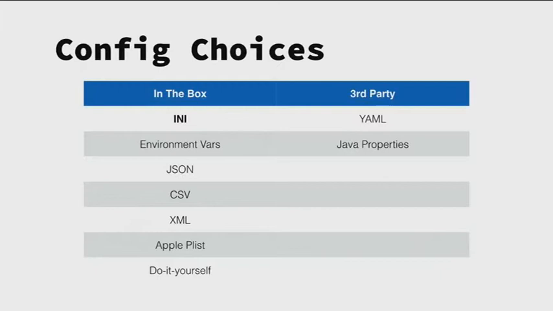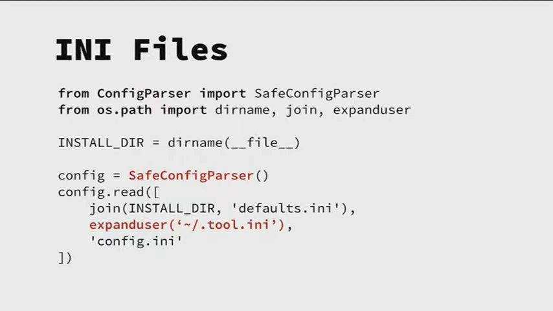It's got all the same data types as JSON, but it's kind of nice to write. And then we've got Java properties, which you probably only want to consider if you're interacting with Java applications. But I'm going to talk about ini files. And they're kind of not exciting.